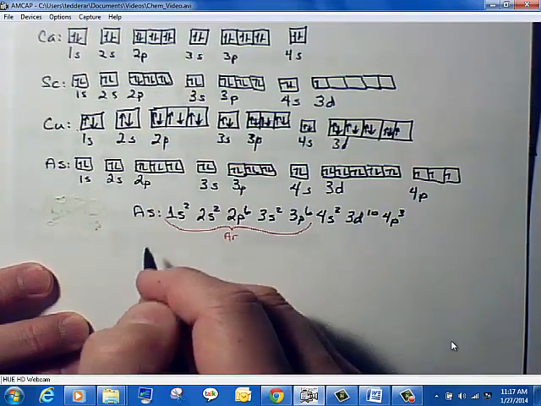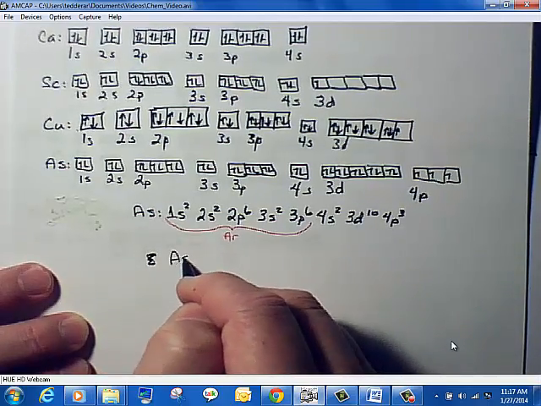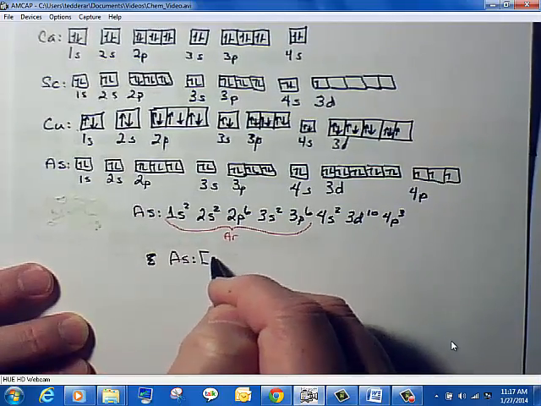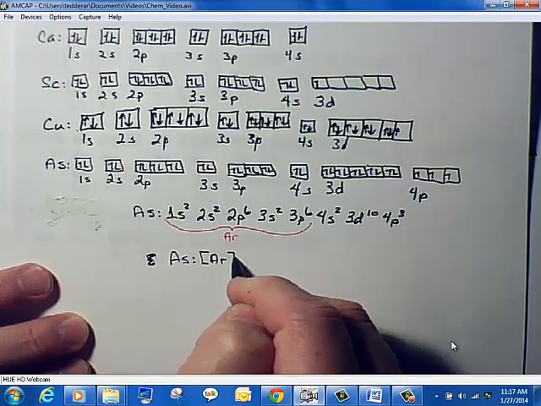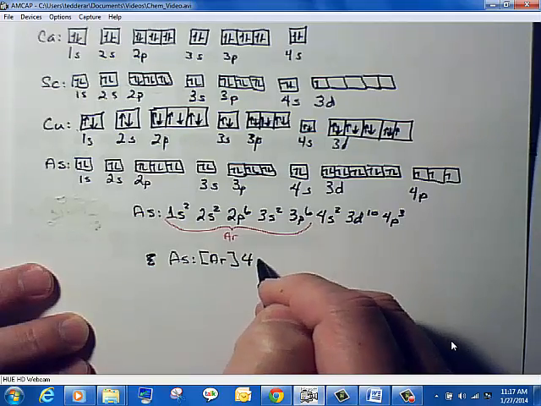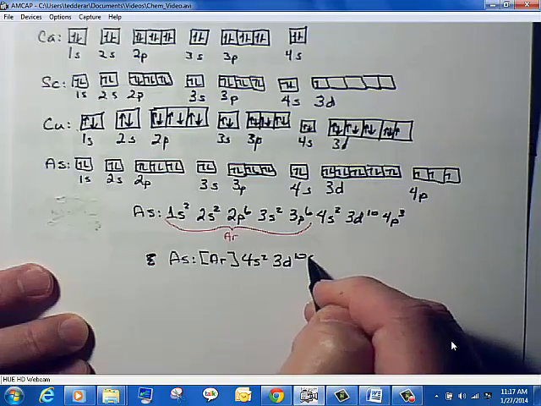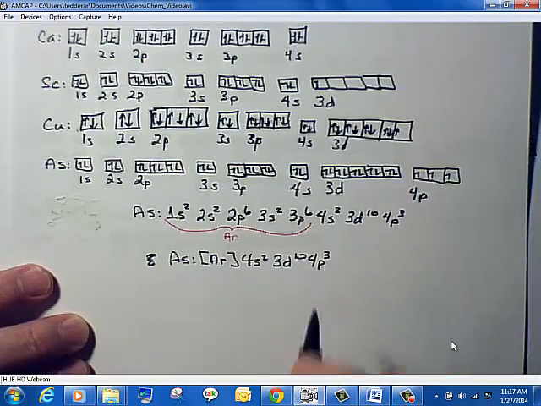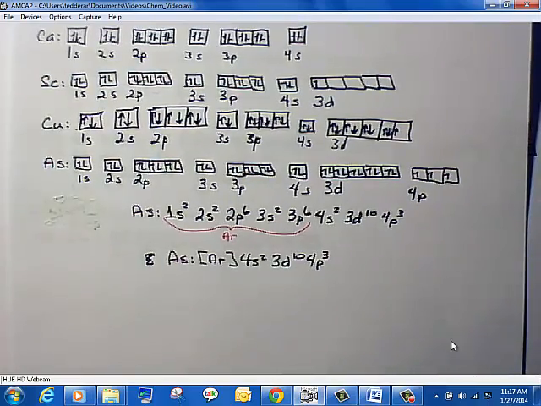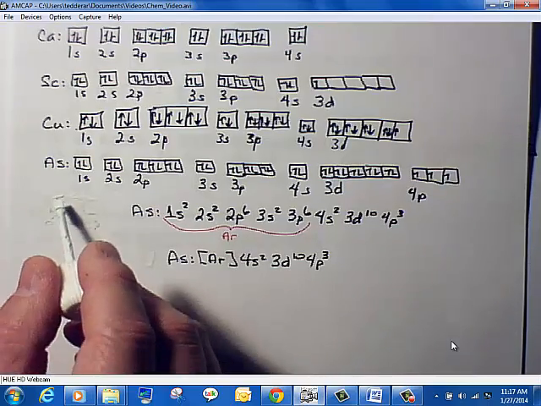So we can write a shorthand version that says arsenic, brackets, argon, and then 4s2, 3d10, 4p3. Does that make sense? Now I expect you to be able to do both the long version and the shorthand version. Okay?